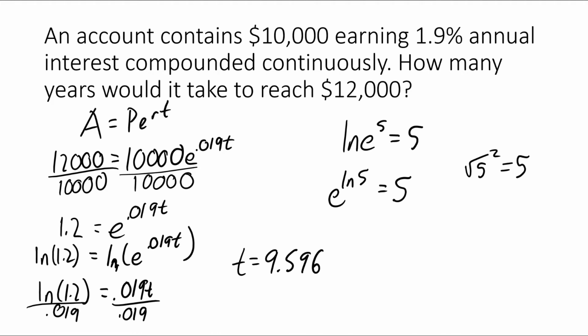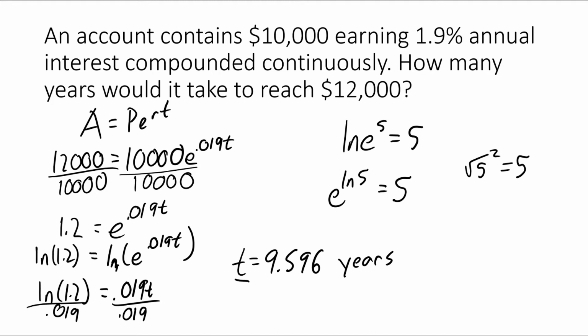If we round to 3 decimal places, it would take 9.596 years, because remember that t is always in years. So it would take 9.596 years to reach $12,000. All right, now I want to warn you of something here.